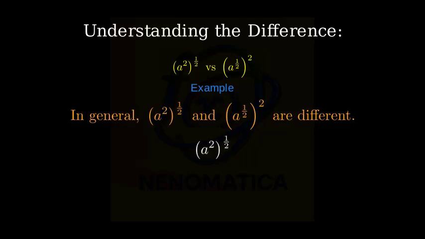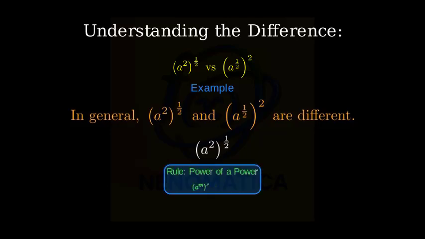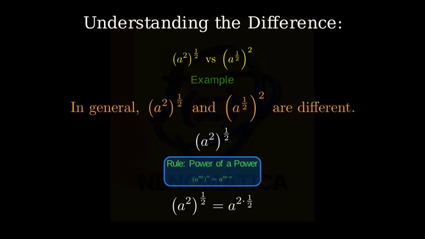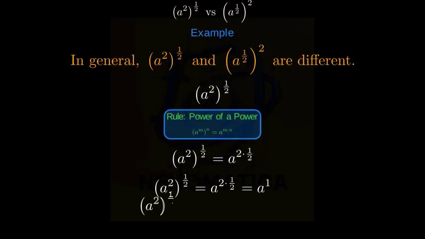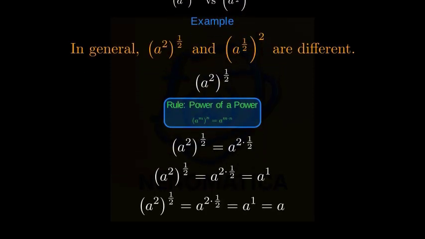First, let's look at a squared then square rooted. We start with a squared, which gives us a times a. Then we apply the square root, which is the same as raising to the power of 1/2. Using the power rule for exponents, when we raise a power to another power, we multiply the exponents. So we have a raised to the power of 2 times 1/2, which gives us a to the power of 1. And a to the power of 1 is simply a.